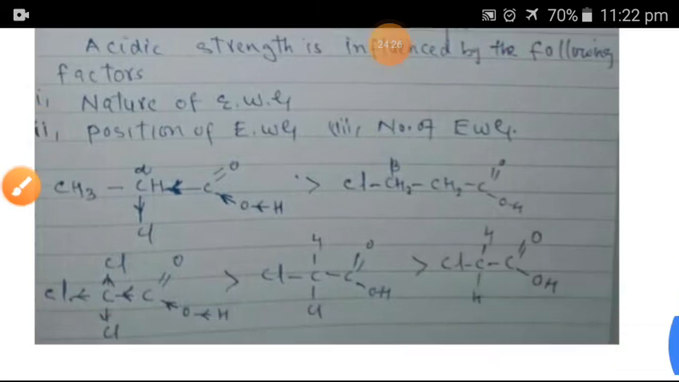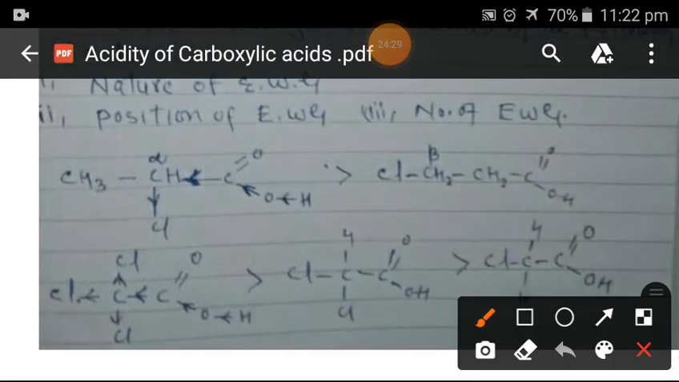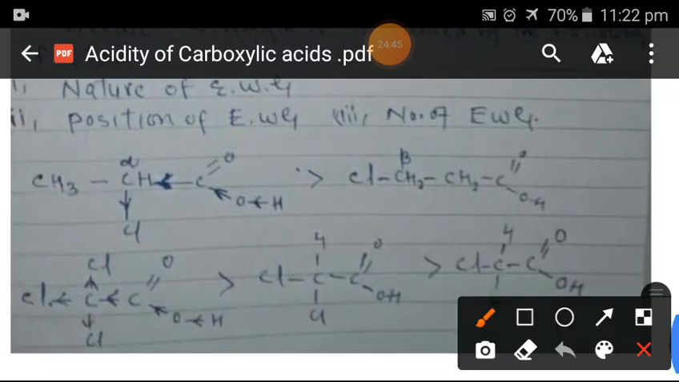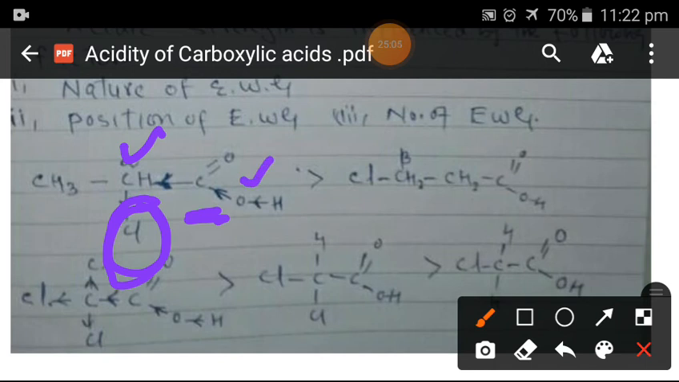So we have discussed here, if there is only one electron withdrawing group present, so this will be more acidic as compared to the other. This electron withdrawing group is present at the alpha carbon atom of the carbonyl group, which is very close to this carboxylic group. As a result, more of the electron density will be dispersed towards this electron withdrawing group. Clear? Hence, it decreases the electron density on this oxygen atom.